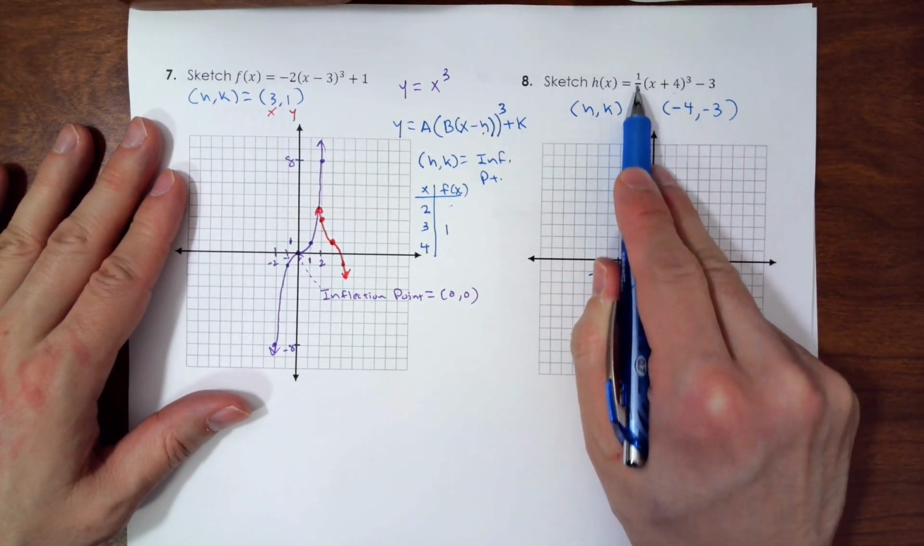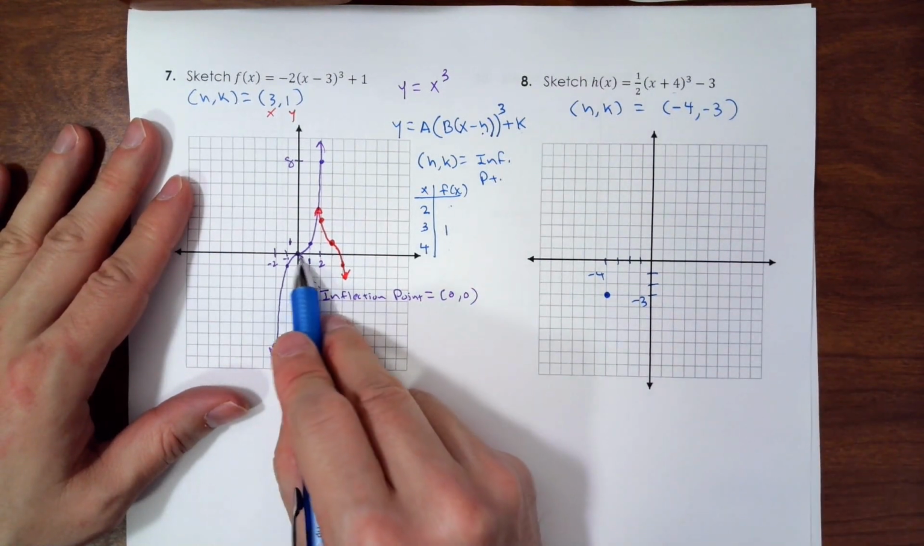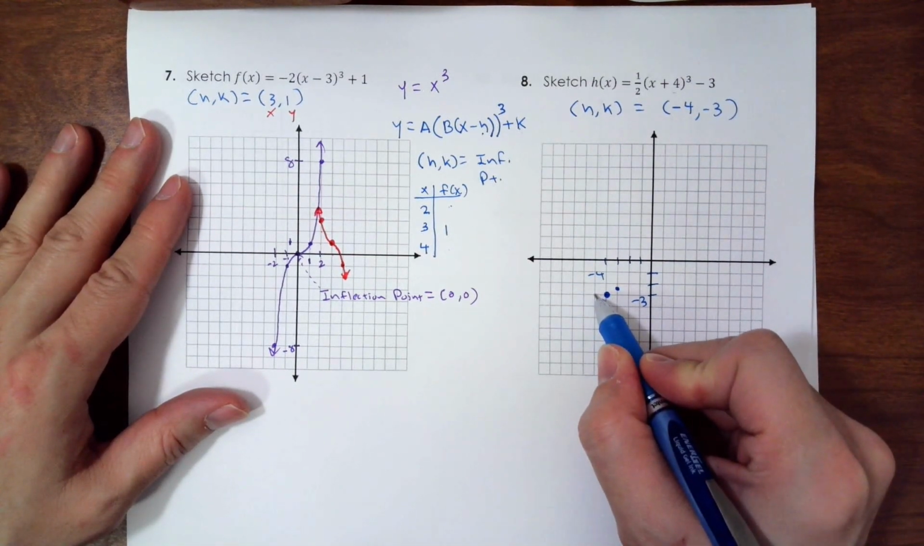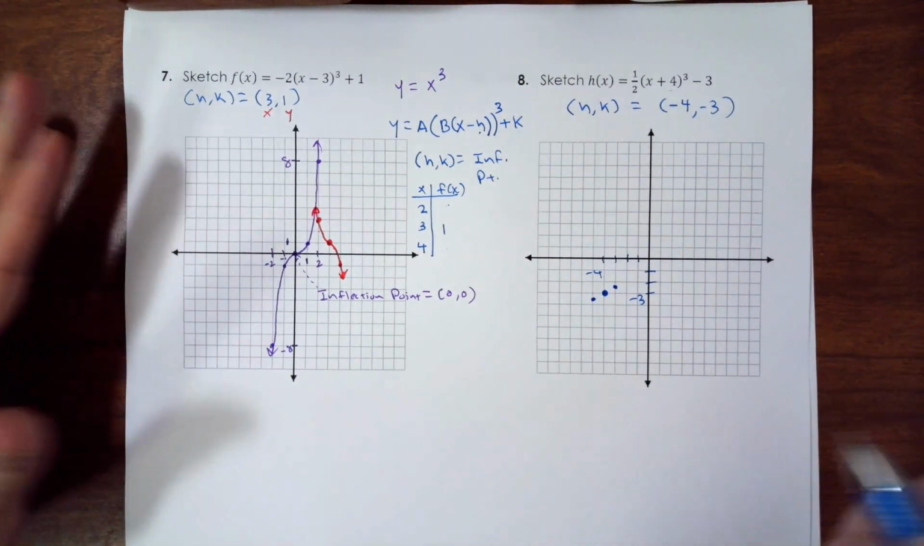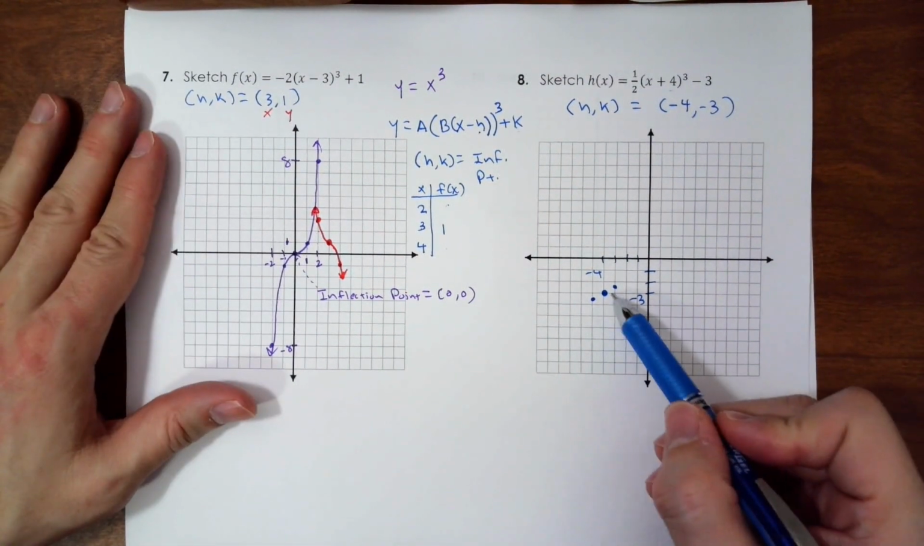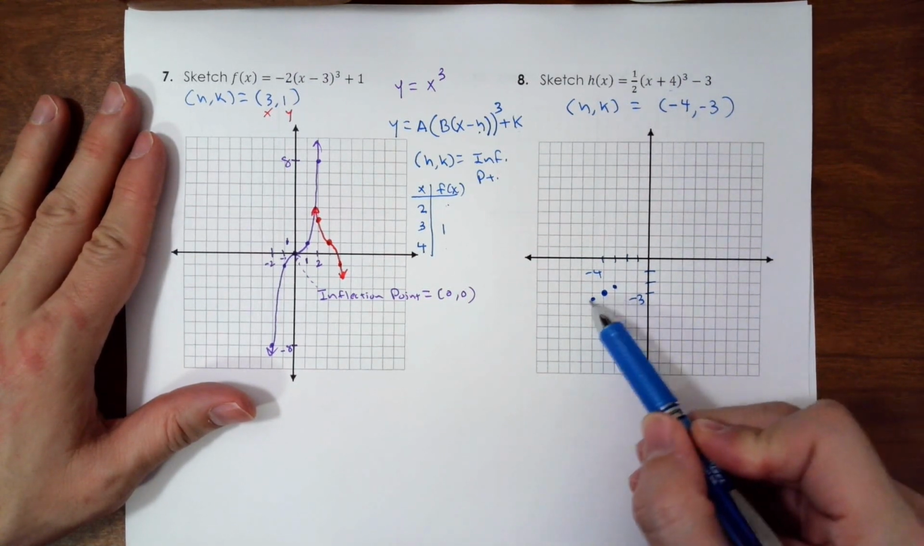We have this vertical compression by a factor of 1/2. So instead of over 1 up 1 like we have on the parent function, it's over 1 up 1/2, over 1 down 1/2. Now here we could squeeze another point in, and let's just do it. It's not required.